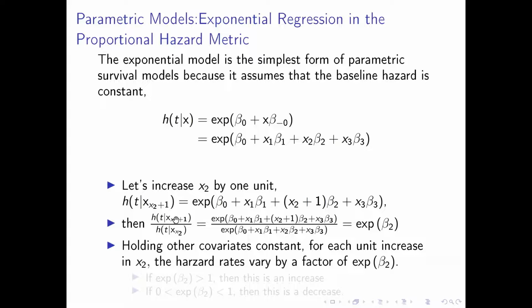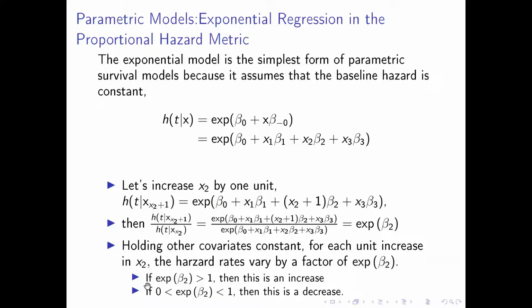And this is because we take a ratio, and that ratio is a constant. So this is what is called multiplicative change. Okay? And we don't know if the exponential function of beta 2 is greater than 1 or smaller than 1. So we don't know if that factor change is an increase or a decrease.